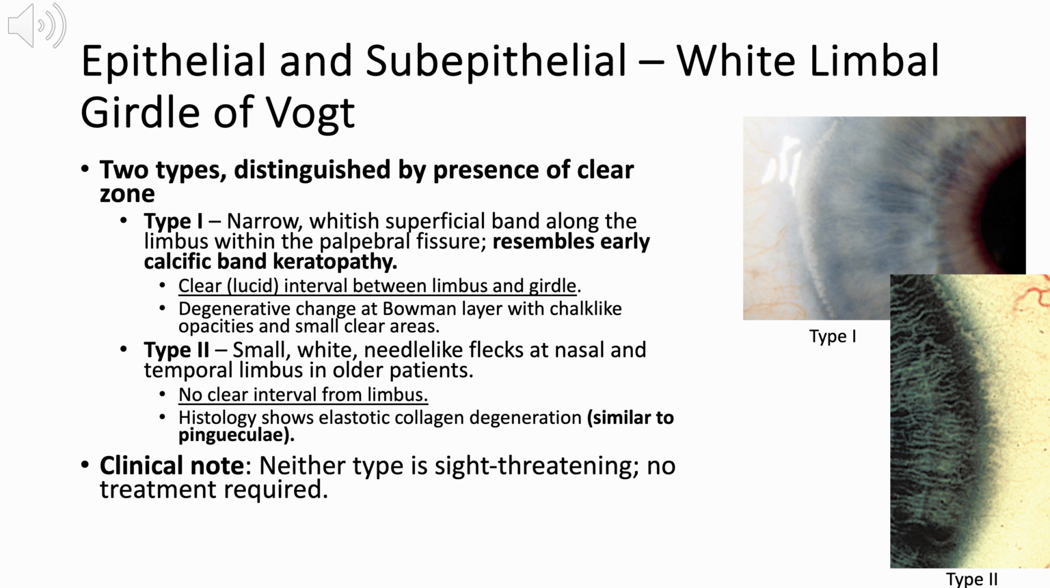Type 2, on the other hand, looks like small, white, needle-like flecks at the nasal and temporal limbus in older patients. Unlike type 1, there is no clear zone separating the girdle from the limbus. Pathologically, it's linked to elastotic degeneration of collagen, similar to what we see in pinguiculae. From a clinical standpoint, neither form is vision-threatening and no treatment is necessary.